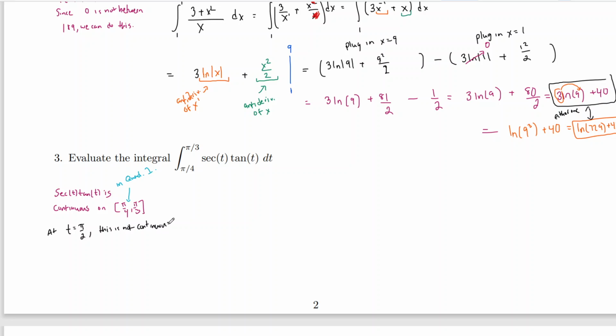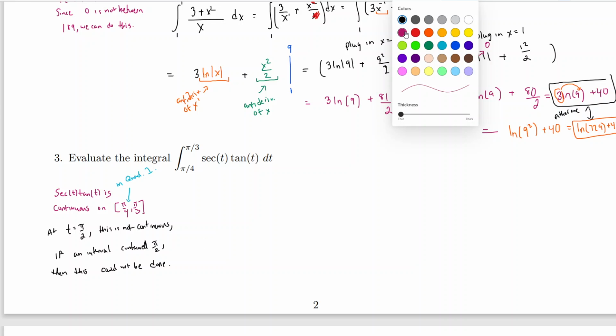And you can type it in your calculator. What is secant of pi over 2 times tangent of pi over 2? You will get an error because it's not continuous. So what that means is, if the interval we wanted to integrate on was not pi over 4 to pi over 3, but pi over 4 to pi over 2, we would not be able to integrate. So if an integral contained pi over 2, then this could not be done, at least the only way we know how to do integrals.